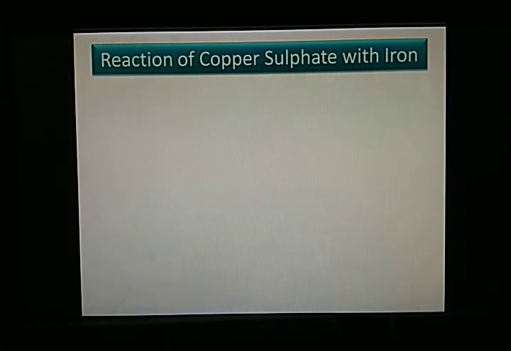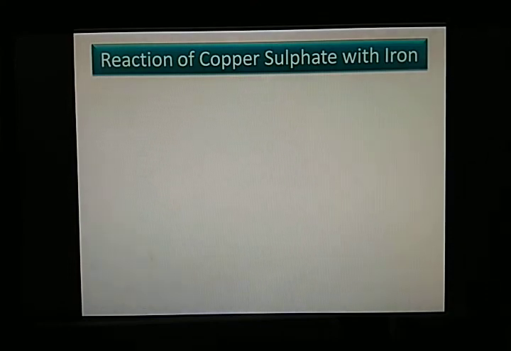Copper sulphate, let me say, is a type of salt, just like sodium chloride, the common salt that we eat. So copper sulphate is also a kind of salt, but we cannot eat that. Except sodium chloride, which we eat, other salts available in nature are not edible. They might be poisonous for us.